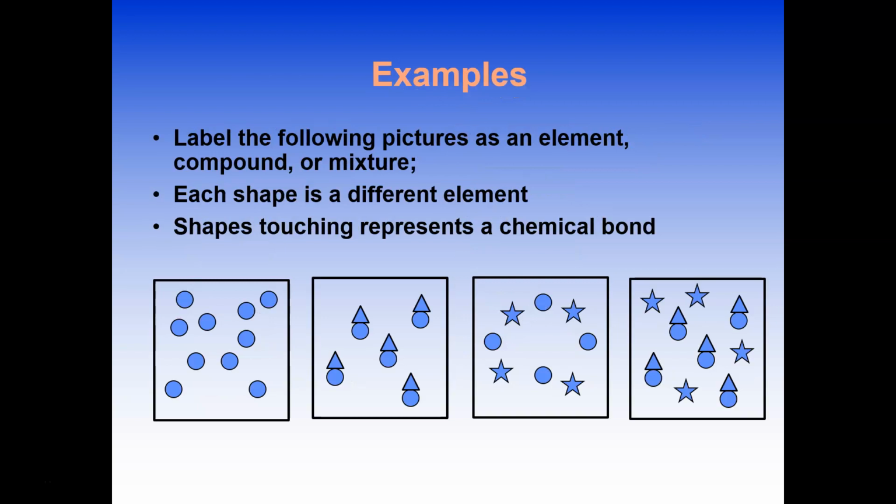And last but certainly not least, I want you to label the following pictures as an element, compound, or mixture. Each shape is a different element. Shapes touching each other represent a chemical bond. So pause this video and come back when you're done.